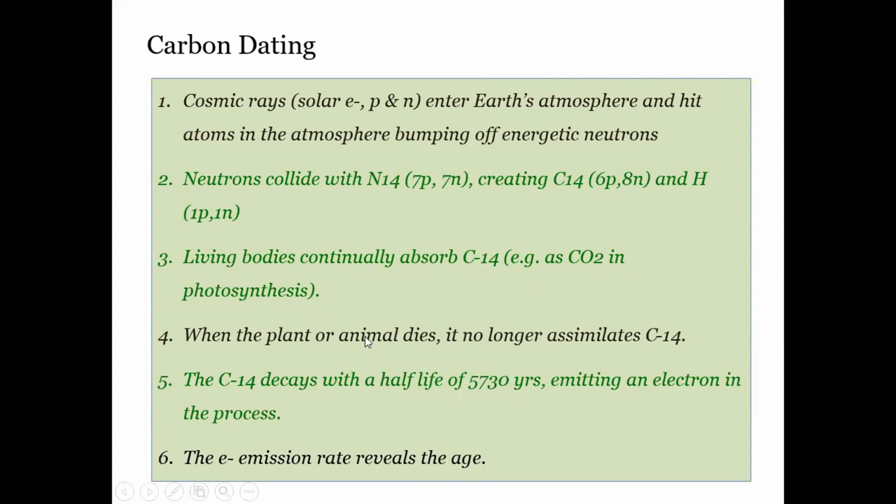And when the plant or animal dies, it is no longer consuming the carbon-14. Then carbon-14 starts decaying with a half-life of 5,730 years, and it will emit an electron in the process. This electron emission rate will tell us the counts and the age of that thing which has consumed carbon-14 and was in equilibrium. From the time it stopped consuming to the time we are measuring, we will come to know the age.